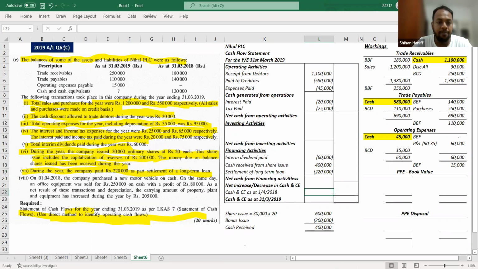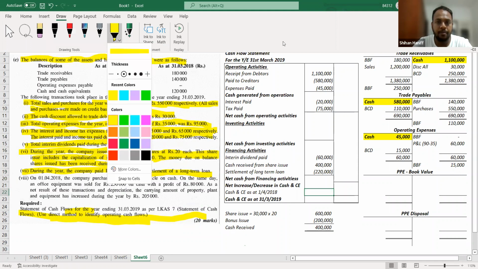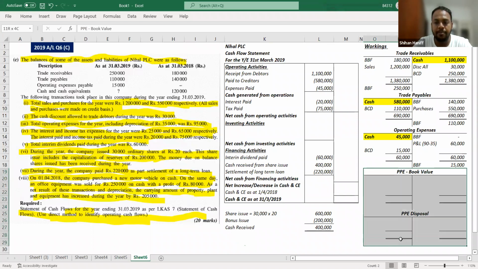Finally, we have the PPE related adjustment. On 1st of April 2018, the company purchased a new motor vehicle on cash. On the same day, an office equipment was sold for 250,000 on cash with a profit of 80,000. As a net result of these transactions and depreciation, the carrying amount of property, plant and equipment increased for the year by 205,000. Okay, so this is the critical part.